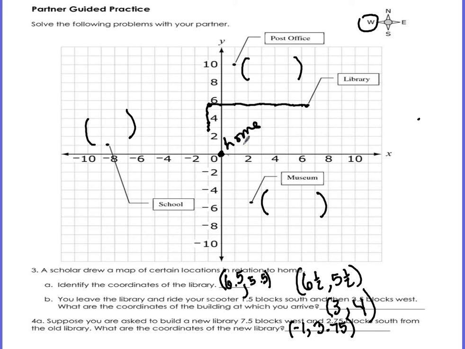All right, so the post office is at 110, and it is in quadrant 1. The school is at, so this is -8.5. It's not quite -9, so we're going to say -8.5. And it's on the 1 line in 1, and this is quadrant 2.